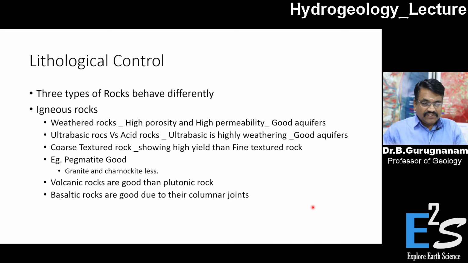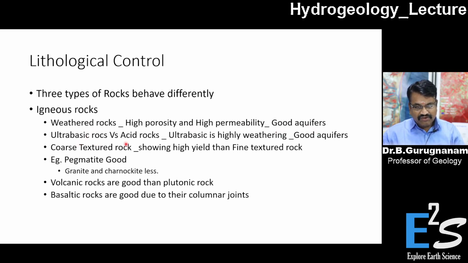So the first part of the discussion, geology. In the geology, now we are going to discuss how lithology is controlled. There are three rock types, as we know. One is igneous. If you take igneous rocks, it is weathered rocks, which normally have, as I have shown in the last slide, higher porosity and higher permeability. Definitely it will act as a good aquifer.